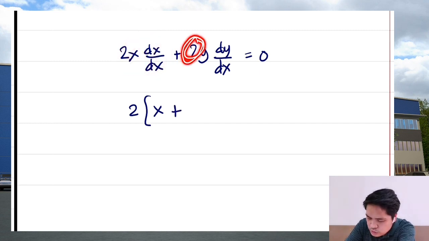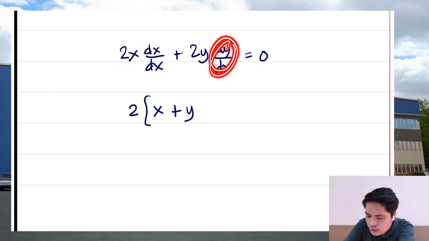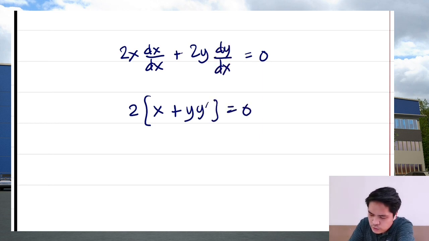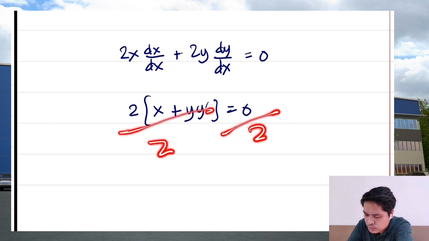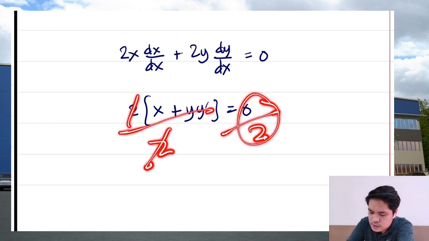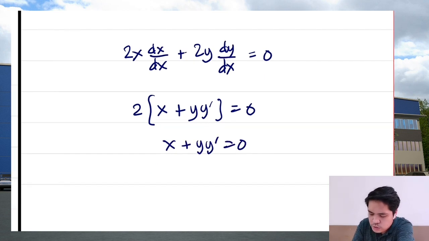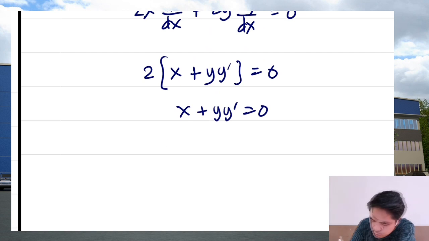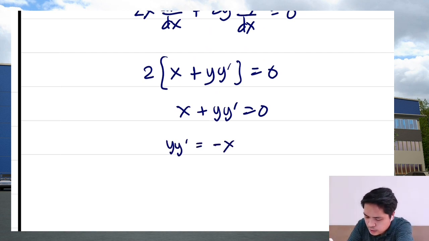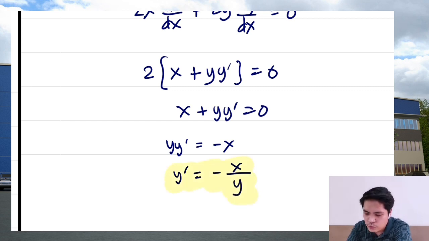Plus, we factored out 2 here, so what's left is y times dy over dx, which is simply y prime. That is equal to 0. So divide both terms by 2, the 2 cancels out, and it's still 0. So you'll have x plus y prime equal to 0. Then solving for y prime, we'll have y prime equal to negative x over y. So this is our answer. That is the value of y prime, or dy over dx.